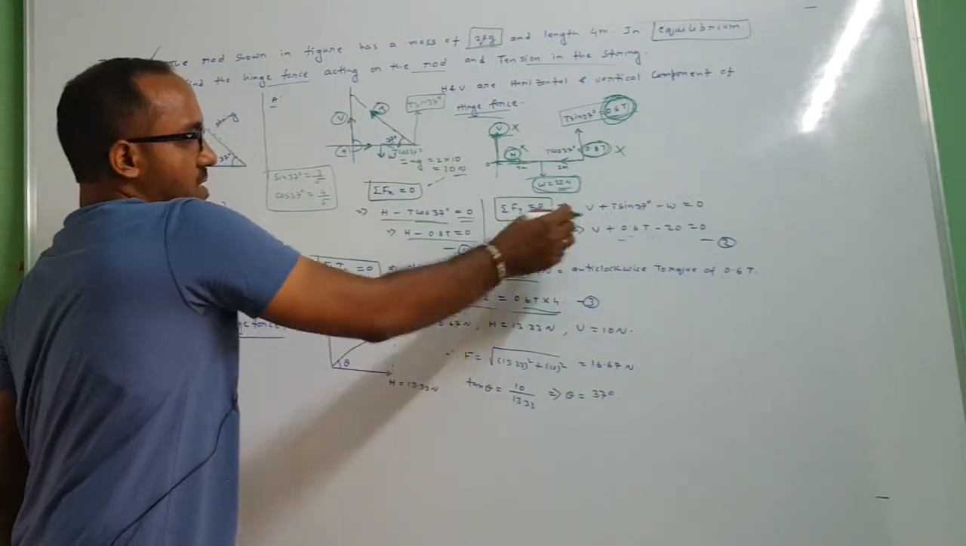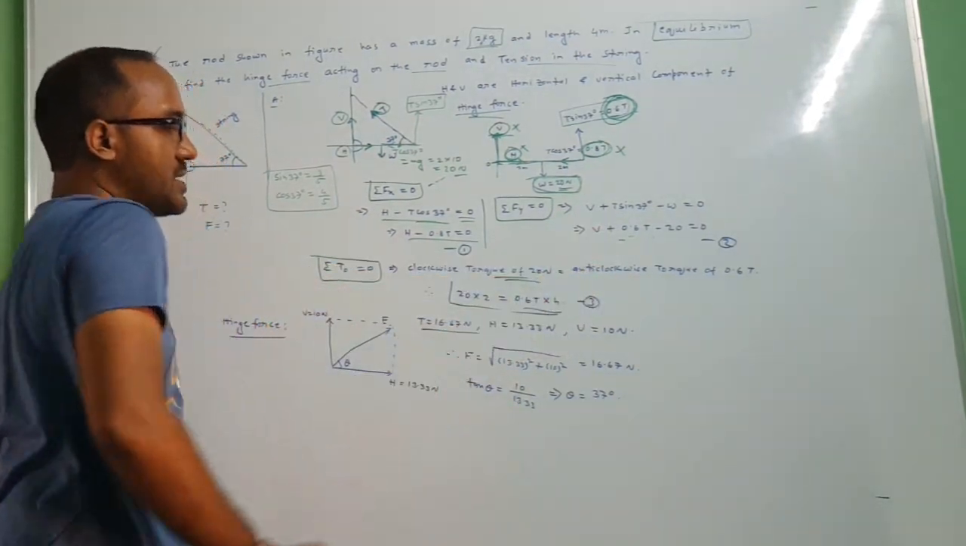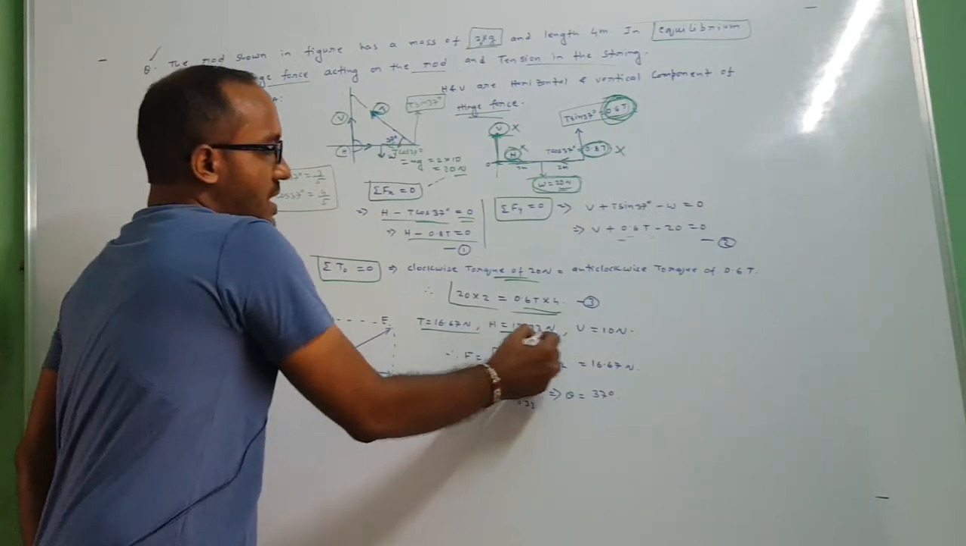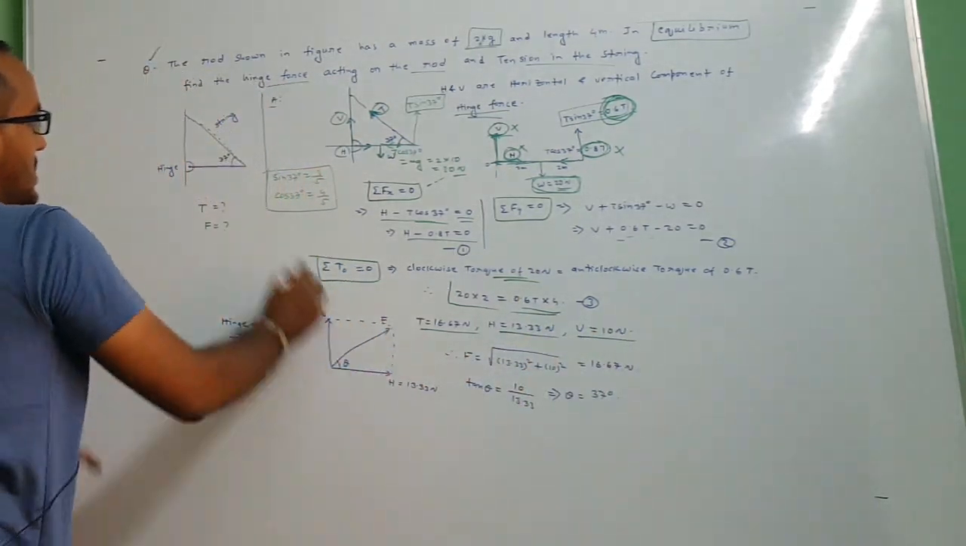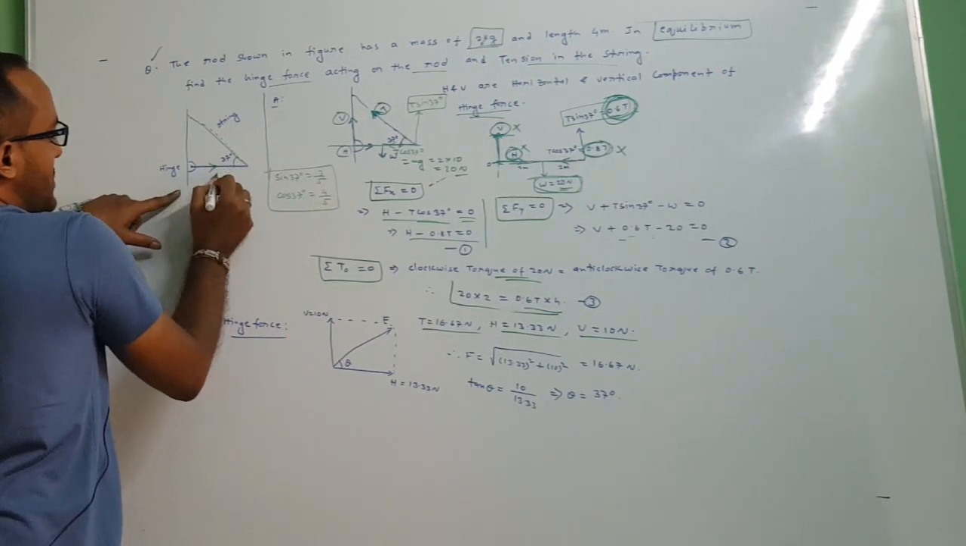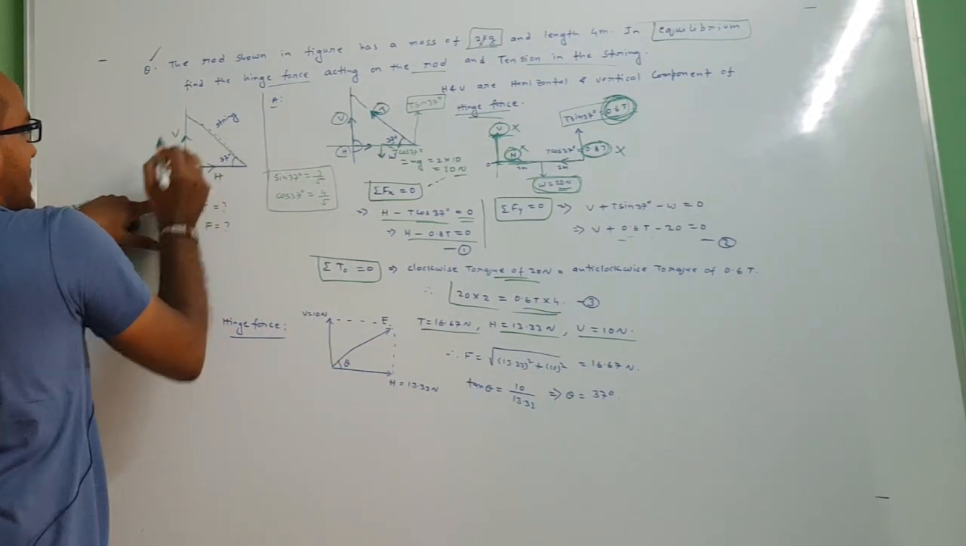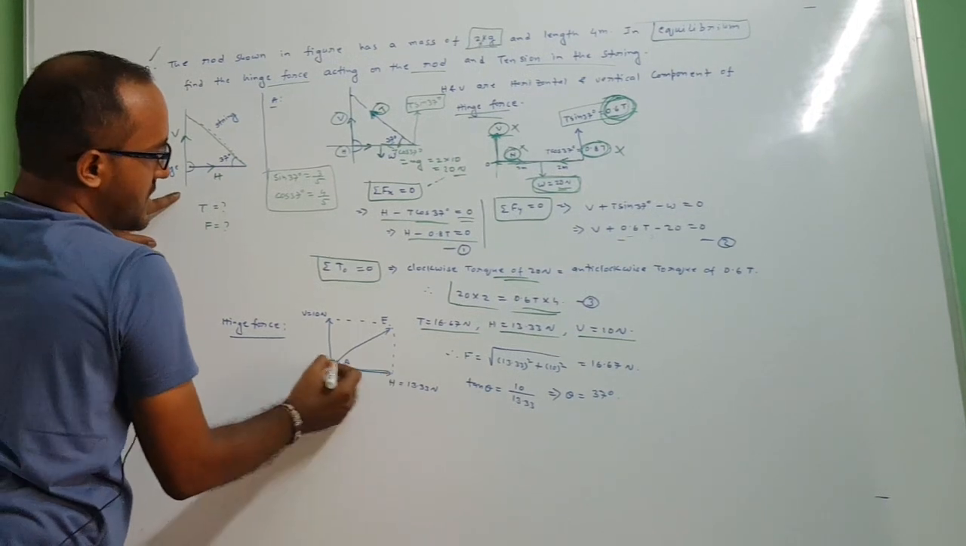Now solve these three equations, and you will get tension as 16.67 Newton, H as 13.33 Newton and V as 10 Newton. Now see, this force is the hinge force, with H and V as its components, so this is H, this is V.